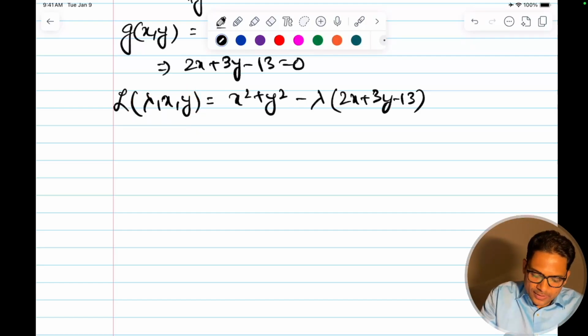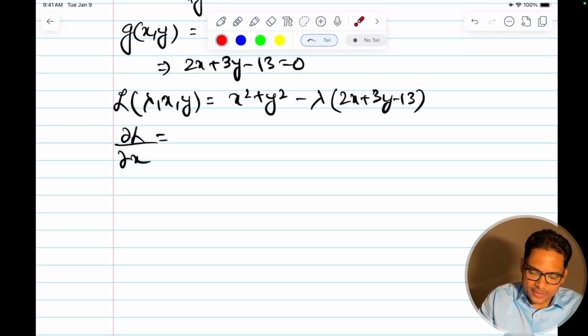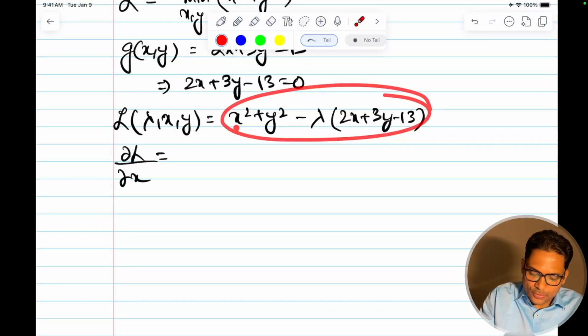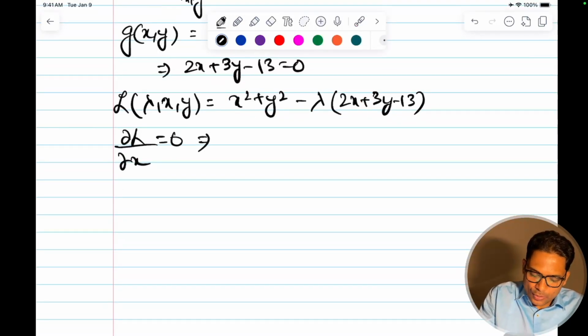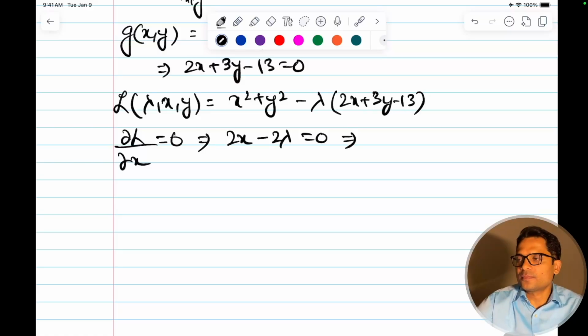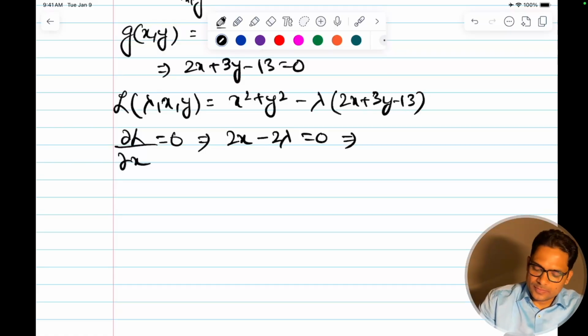So first we'll find the partial derivative of L with respect to x. Only this term has x, and then the lambda times 2x has x, right? We will equate it to 0. This implies 2x minus 2 lambda equal to 0, which implies x equal to lambda. Let this be equation number 1.